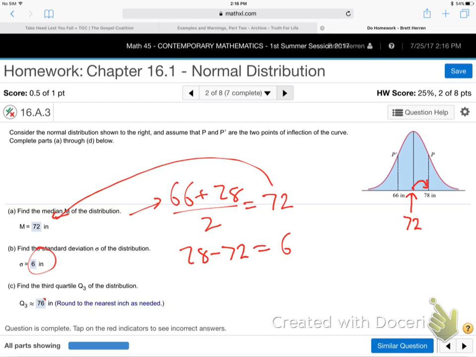Next question. Find the third quartile of the distribution. I'm just going to give you a formula for that. We're going to use it quite a bit. So Q3 is mu plus, oh, I got to tell you what those things are, huh? 0.675 sigma. Mu, that's a Greek m. It kind of looks like a u with a little squiggle on the side. It means the mean, the middle.